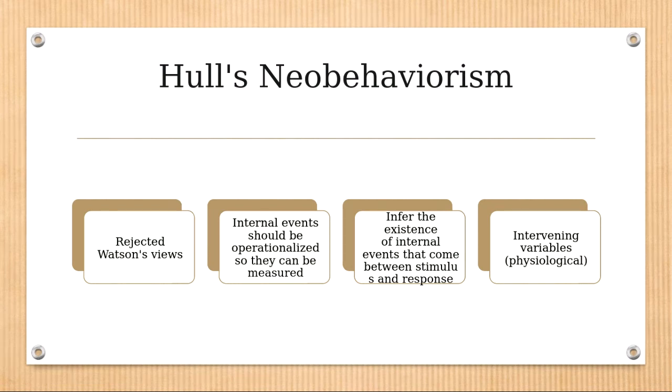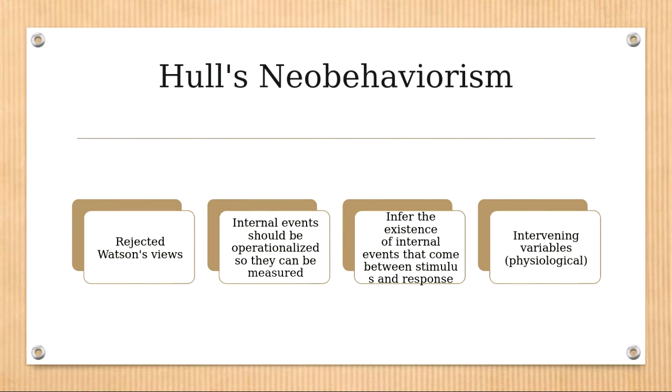So, for example, can we really observe anxiety? Can we observe what's going on inside a person when they feel anxious? No, we can't. But we can operationalize anxiety and define anxiety as an increase in heart rate, an increase in body temperature, an increase in the shaking of the hands. Those are things that can be observed and measured, and if a person exhibits those behaviors, we can infer that they are feeling anxious.